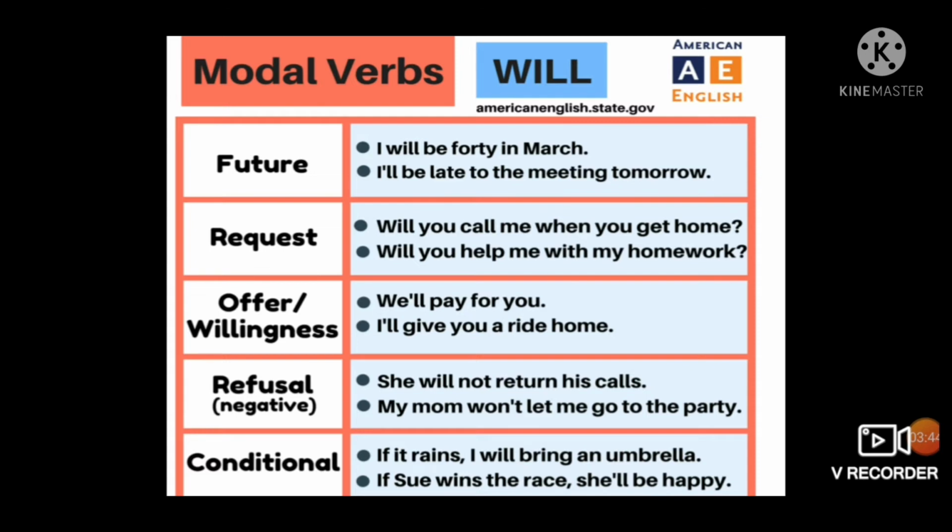Then, offer and willingness. To express our willingness, we can use will. We will pay for you. That means just to give an offer. Then willingness: I will give you a ride home. That means we use will to express our willingness, I will help you. Then, while using the negative word, refusal. She will not return his call.